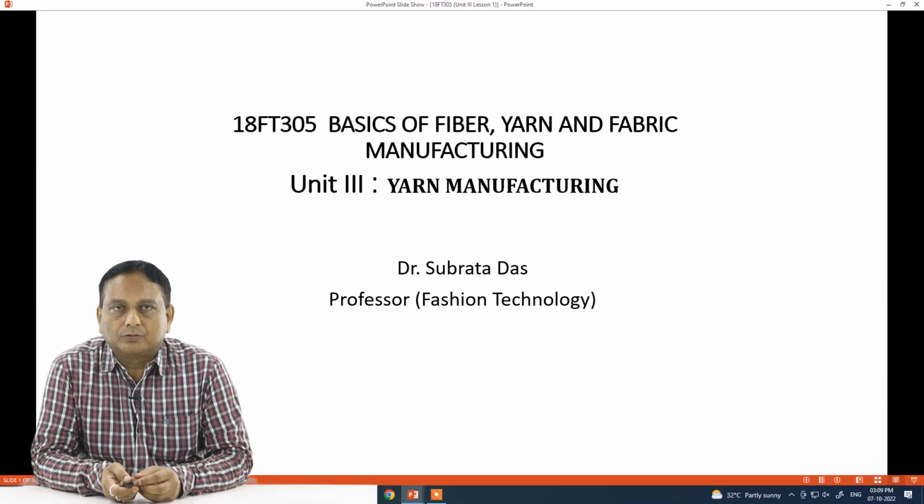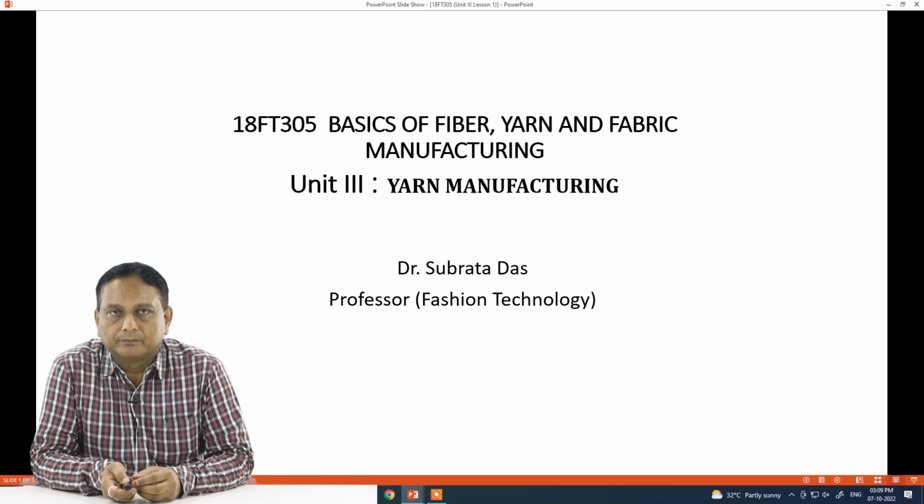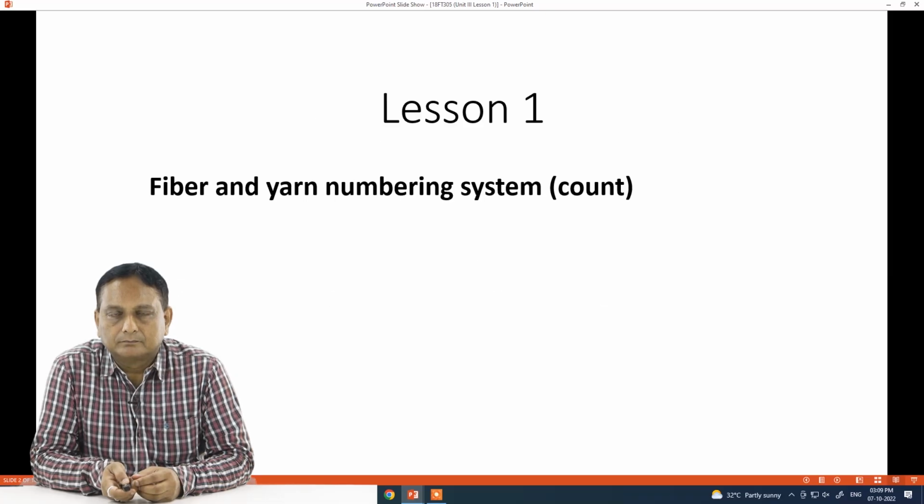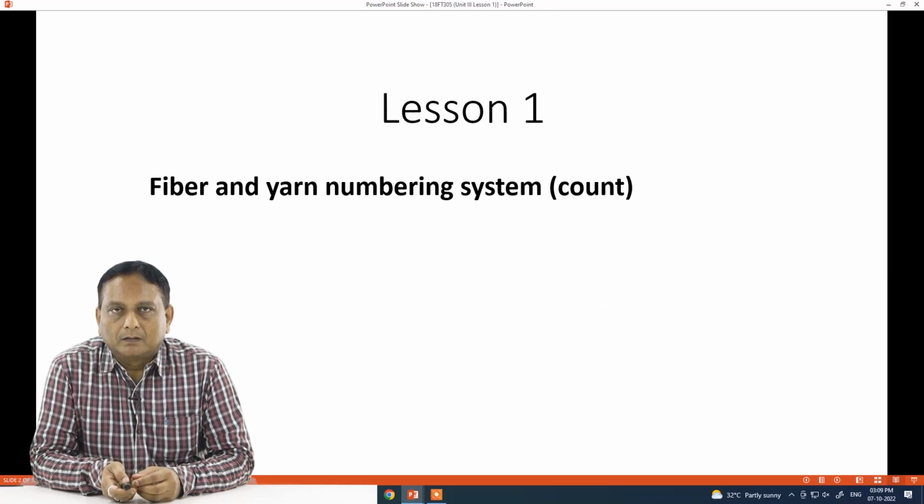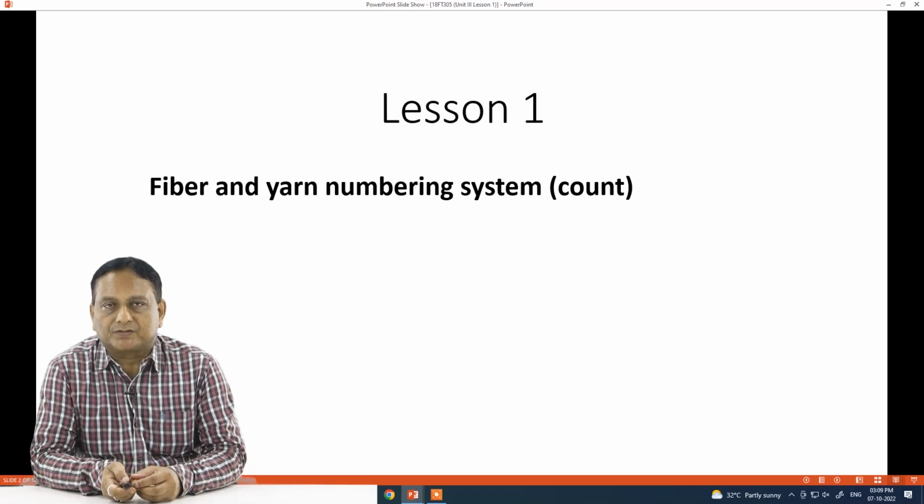So we'll talk about 18FT305 Basics of Fiber, Yarn and Fabric Manufacturing. We'll start with Unit 3, that is called Yarn Manufacturing. In that, Lesson 1 talks about the fiber and yarn numbering system.